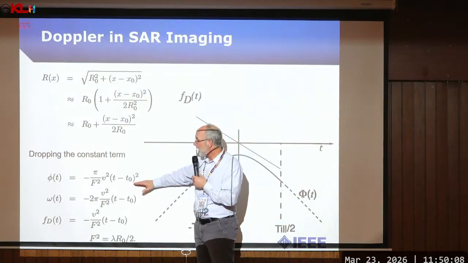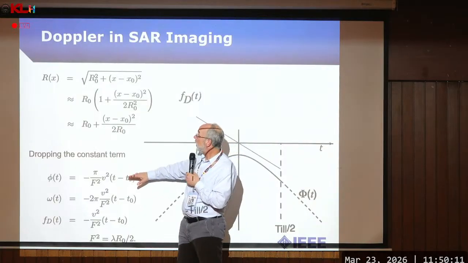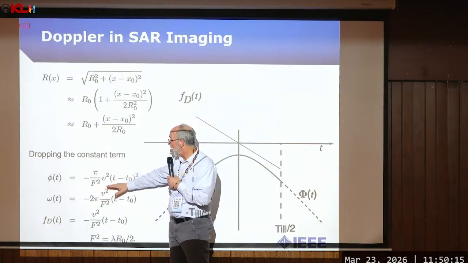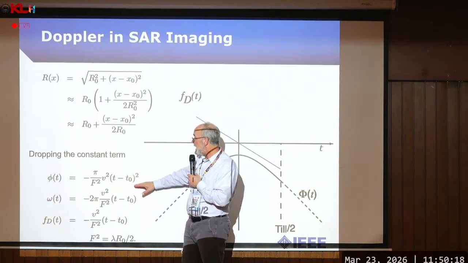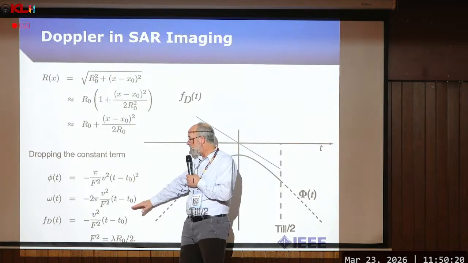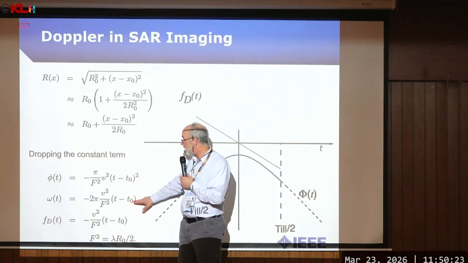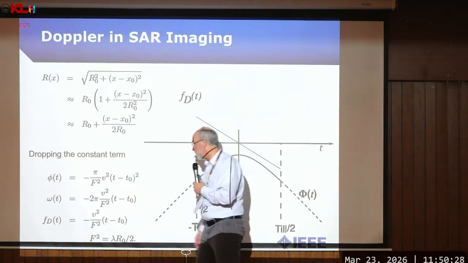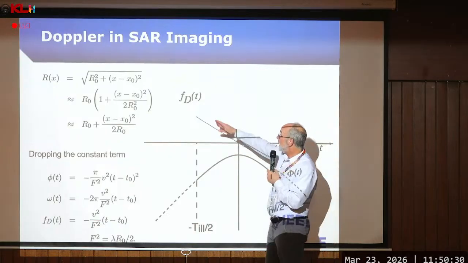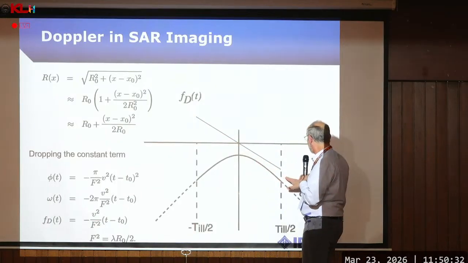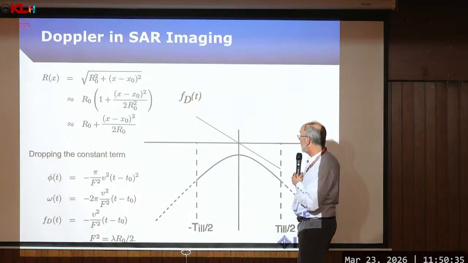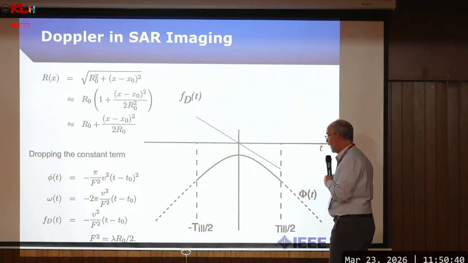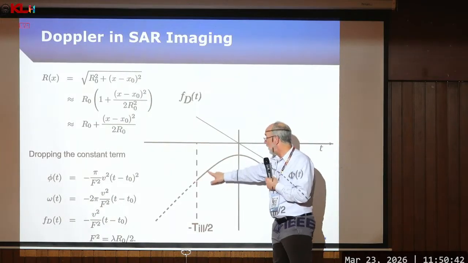And if you look then at the phase, which is multiplied 4 pi over lambda times that range, you get this expression for the phase, quadratic in time. The derivative of that is the frequency, linear in time. So we get linear frequency variability, and that's the Doppler frequency. So if you look at the Doppler frequency as a function of time, you can see that it's changing linearly, while the phase changes quadratically.